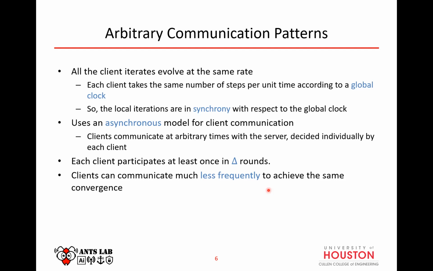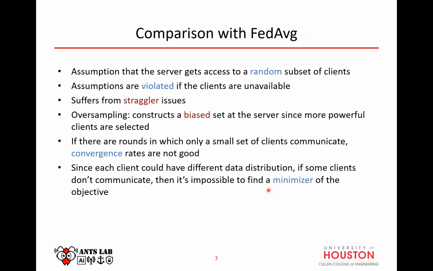If I were to compare this arbitrary, or asynchronous, communication with the very popular algorithm federated averaging: in federated averaging, the main assumption is that the server gets access to a subset of clients. And in case the clients are not available for training for any given round, then these assumptions get violated. And also there is the main issue of stragglers, that some devices may be much slower for local training computation compared to the other ones. So the server has to wait for the model updates to come from all the clients. So this can lead to the straggler issues.